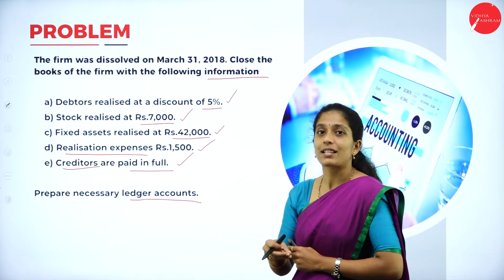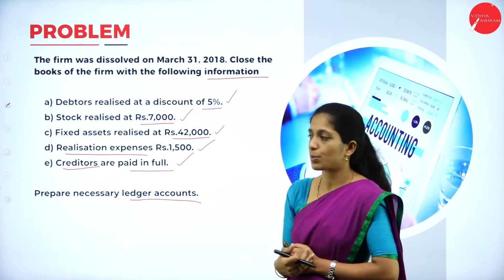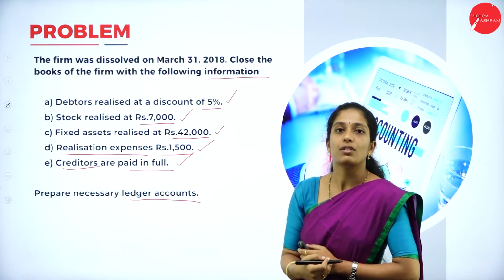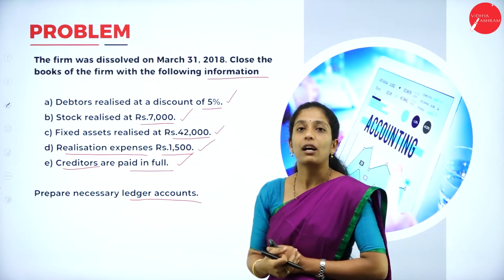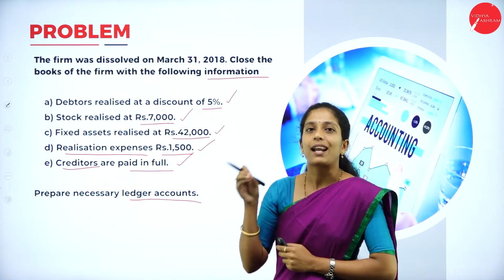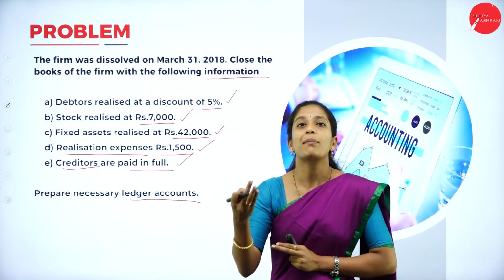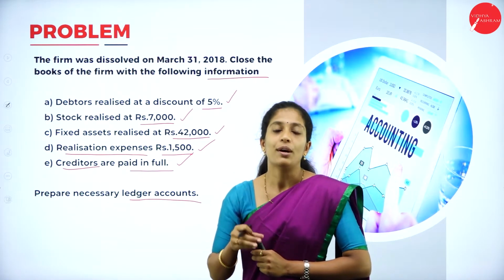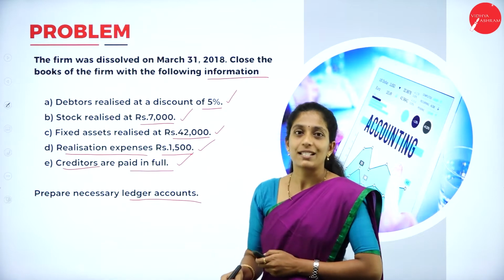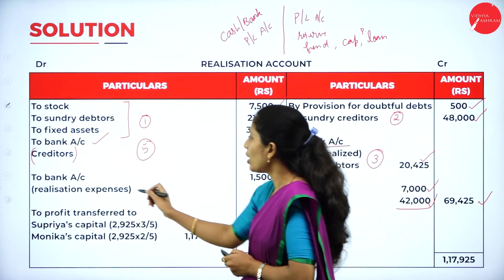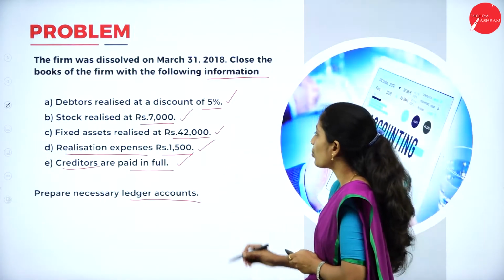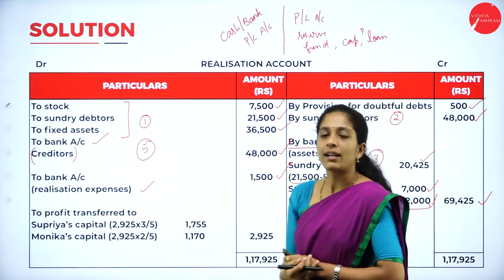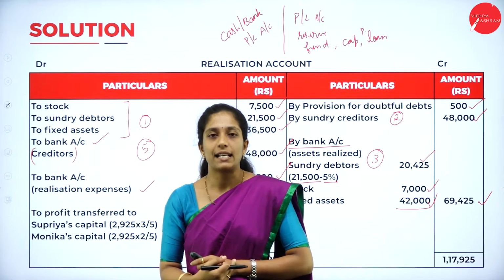Next, which is the next step, that is for realization expenses. So we are having a realization expenses of rupees 1,500. So how to record? In your debit side, you have to record it as to bank account. In the sense, payment of realization expenses. So realization expenses debit to bank account. So record in the debit side to bank account. That is for realization expenses. So what is the realization expenses? 1,500. Now we are done with all the entries relating to realization account.